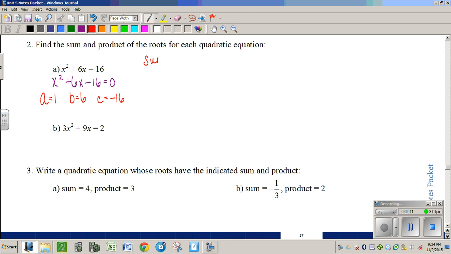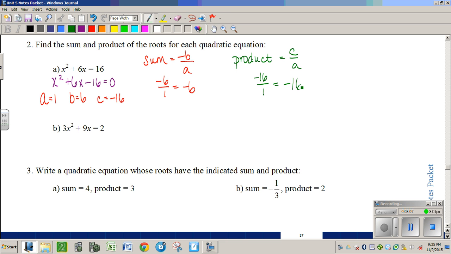So if I want to find the sum, which is negative b over a, I'm going to say it is negative 6 over 1 or negative 6. So there's my sum. And if I want to find the product, the formula for the product of my roots is c over a. So in that case would be negative 16 over 1 or just negative 16.